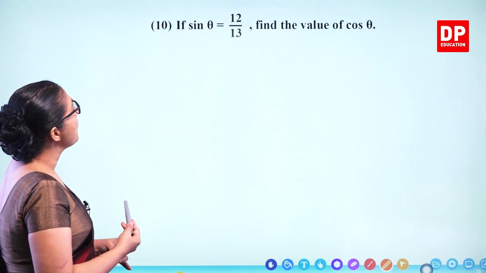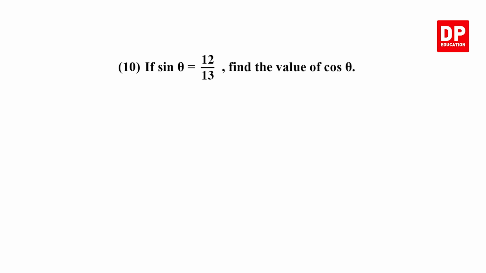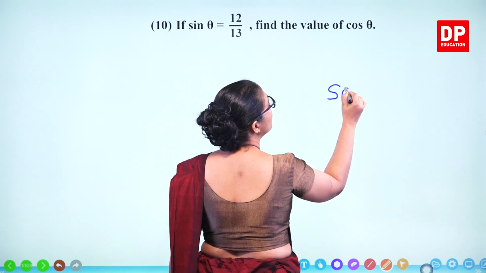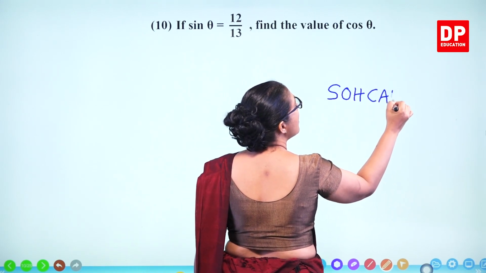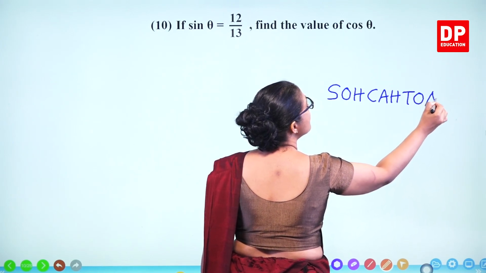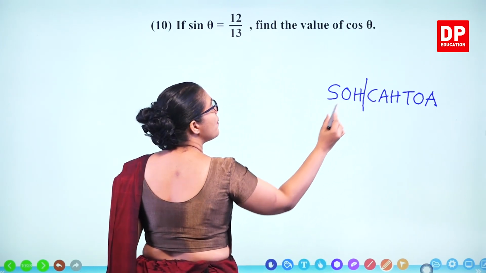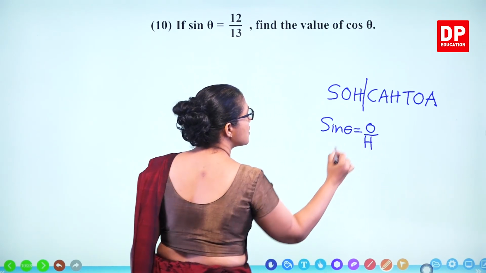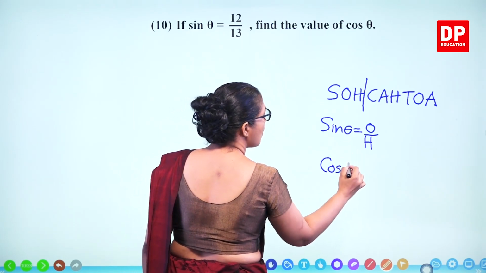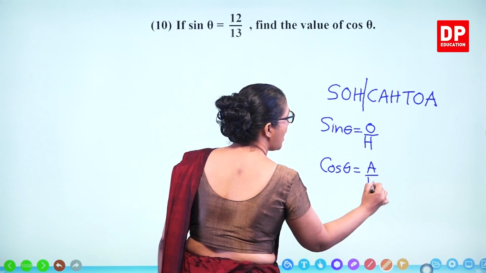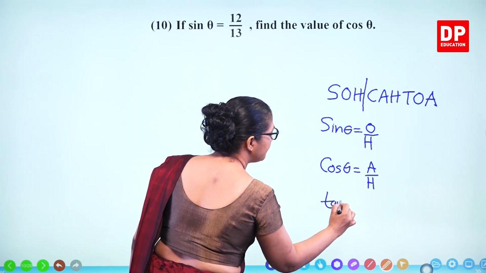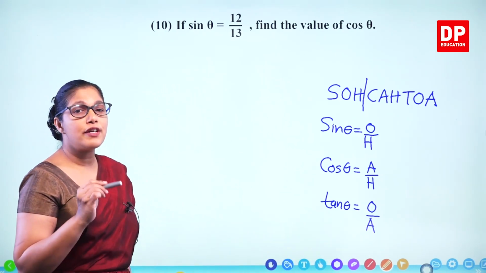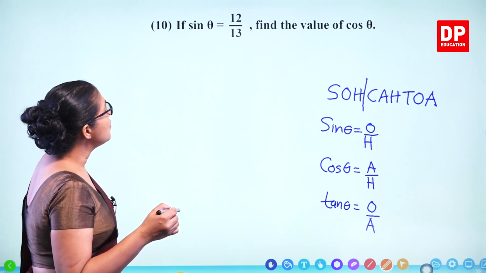Question number 10. Sin theta equals 12 over 13. Find the value of cos theta. Can you remember SOHCAHTOA? All trig ratios are there. So sin theta is opposite over hypotenuse. Cos theta equals adjacent over hypotenuse, and tan theta is opposite over adjacent. So if you know the 3 trigonometric ratios, you can easily do this.